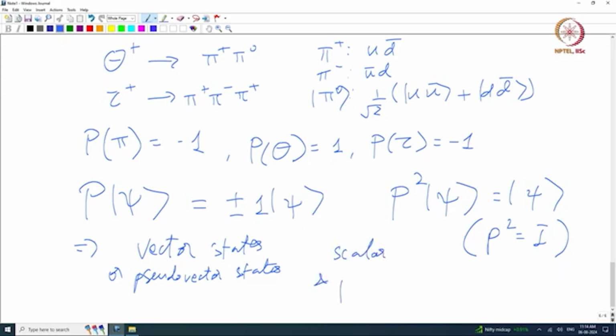Okay. So that brings us to scalar and pseudo scalar states. Okay, very good.